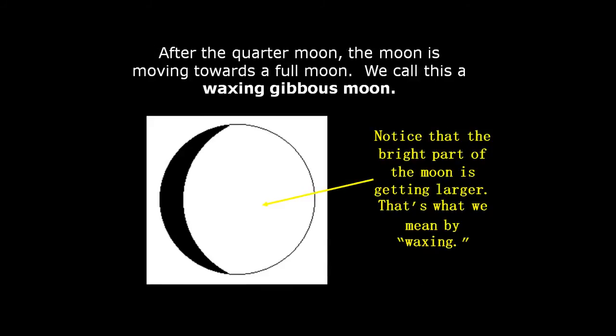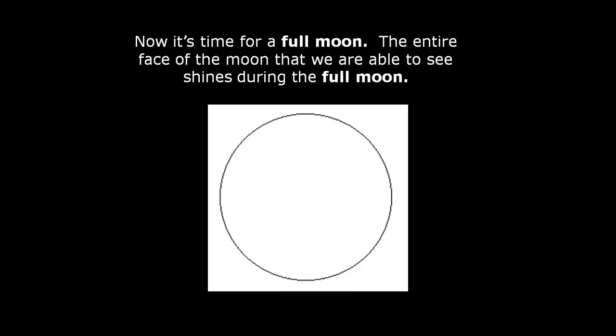After the quarter moon, the moon is moving towards a full moon. We call this a waxing gibbous moon. Notice that the bright part of the moon is getting larger. That's what we mean by the word waxing. It's getting larger. Now it's time for a full moon. The entire face of the moon that we are able to see shines during the full moon.